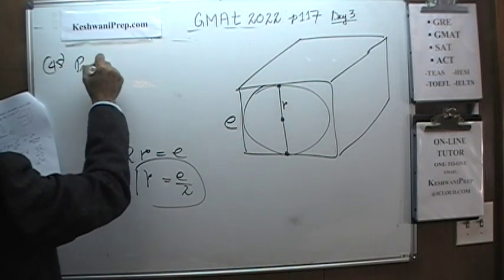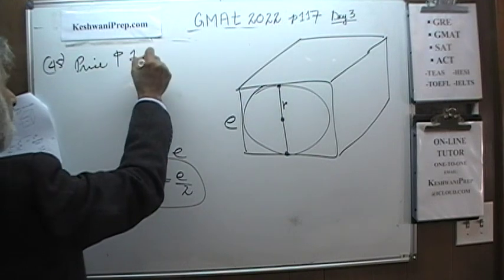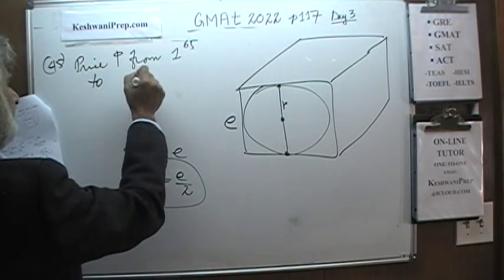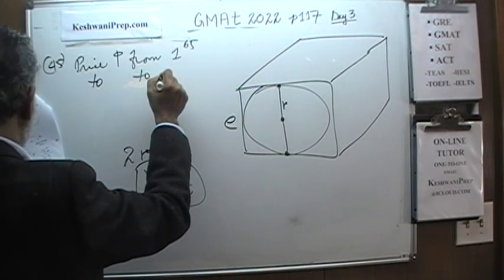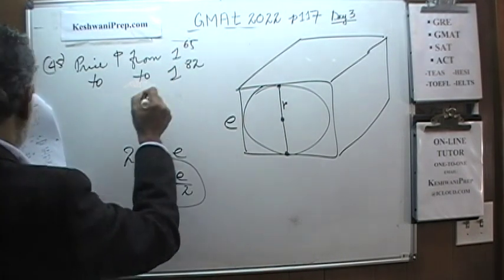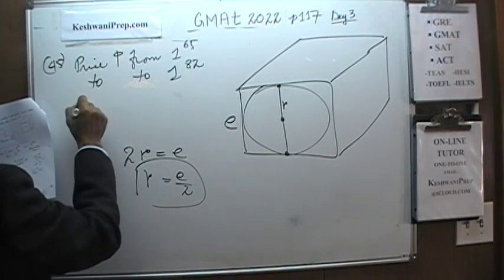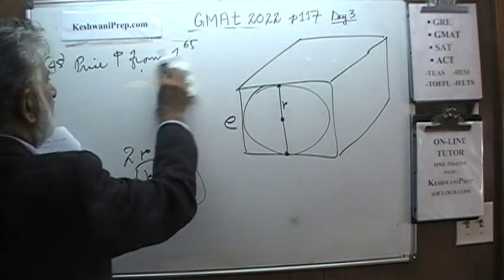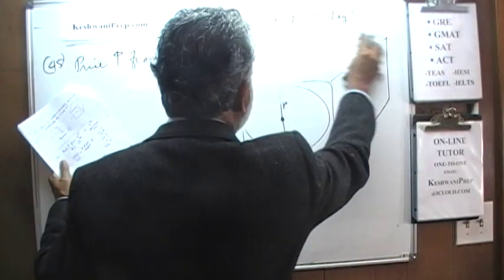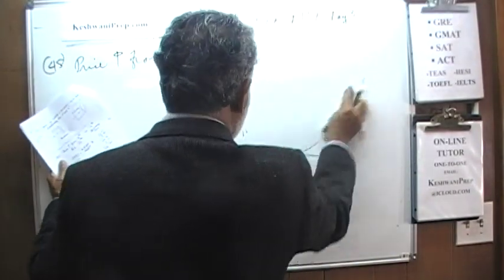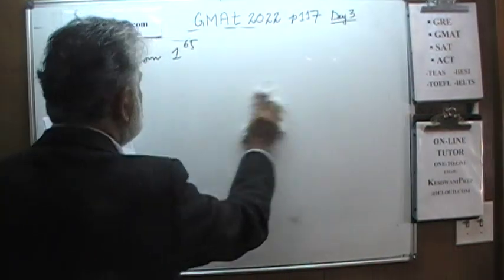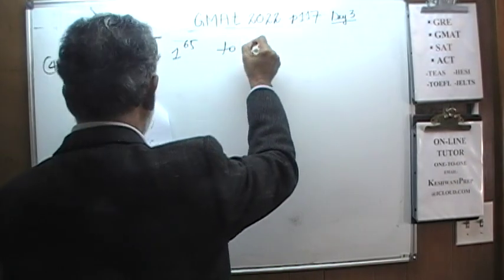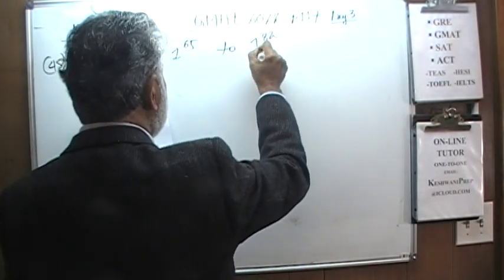Number 45. We are told that the price went up from $1.65 to $1.82. We paid, let's do it on this side here. The price of gasoline went up from $1.65 to $1.82.